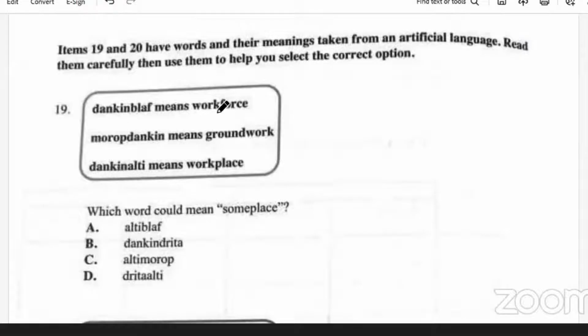And then, of course, another word that has the word work would be workforce. So we know that because of this, Dankin means work. Okay, so if Dankin means work and this means workplace, then Alti means place. So we're going to be looking for an option that has Alti at the end because, of course, place would also be at the end. So the only word there that has Alti at the end would be option D. Bluff means force. That, of course, is not in this word here.